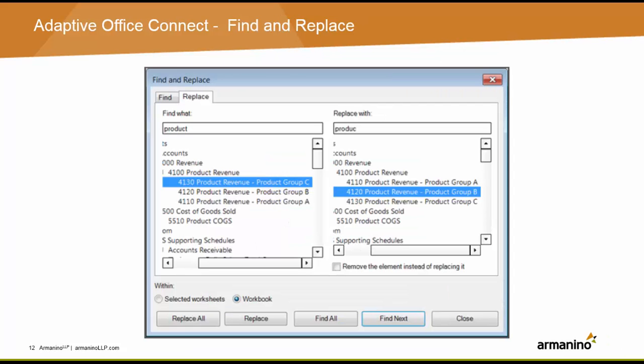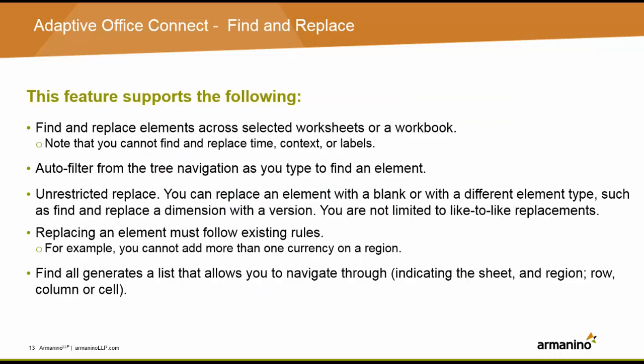Another very helpful feature is Find and Replace. With Find and Replace, you can find an element in a workbook or worksheet and replace it with other elements or leave it blank. Select the Find option from the Office Connect tab to open a dialog for finding and replacing elements. Find and replace elements across selected worksheets or a workbook. Auto filter from the tree navigation as you type to find an element.